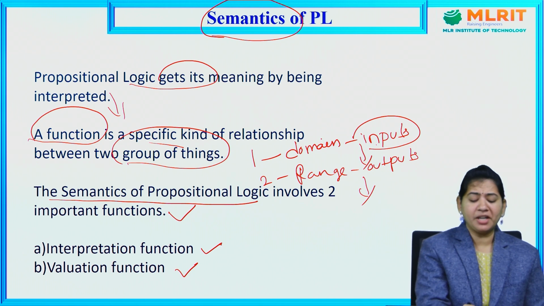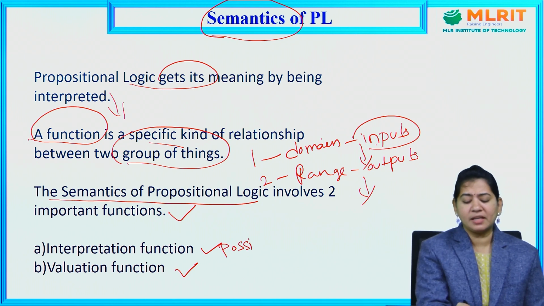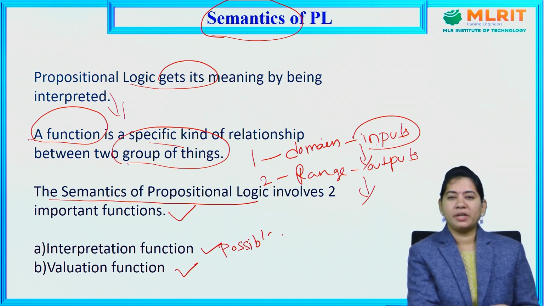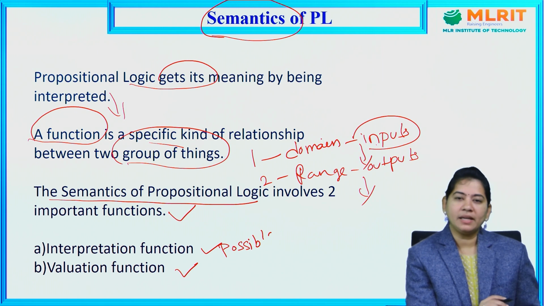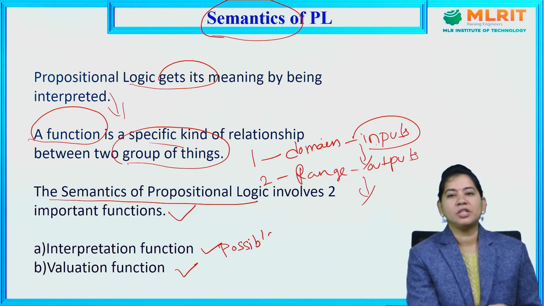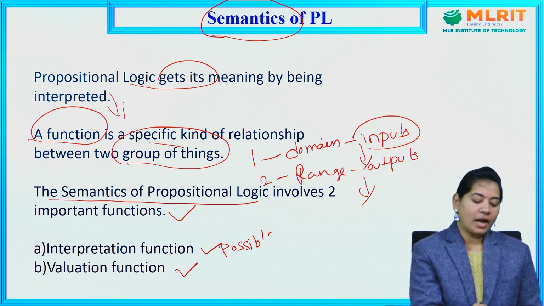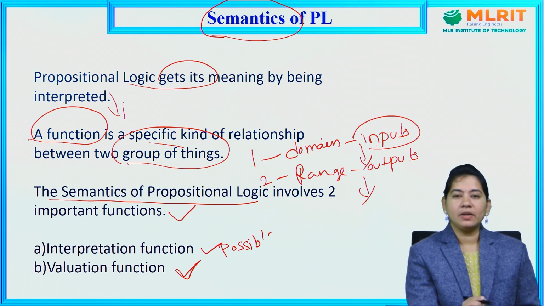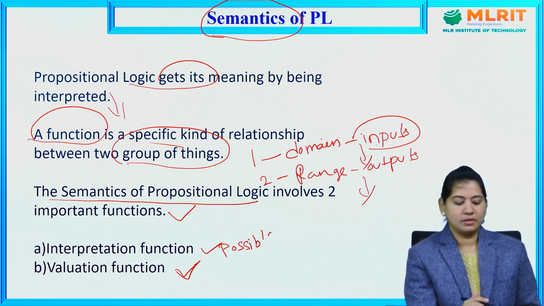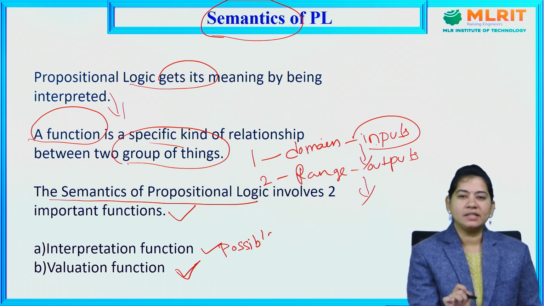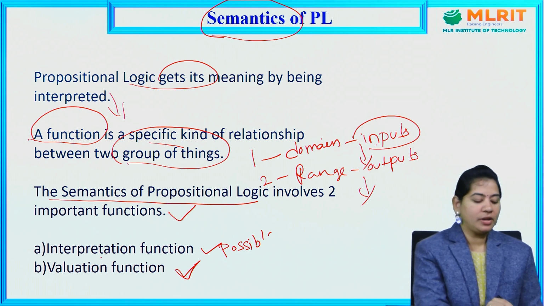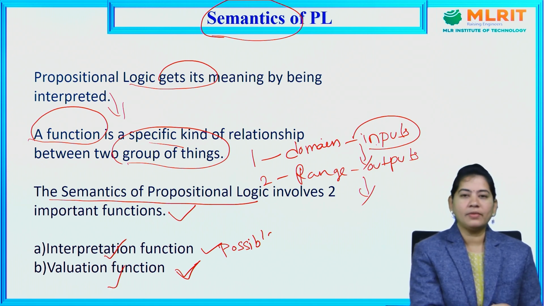Interpretation, in short, is the possible combinations assigning truth values to the propositional letters. And valuation means assigning truth values to the statement formulas, the well-formed formulas. So let us consider one example, where I'll explain what interpretation is and what the valuation function is.